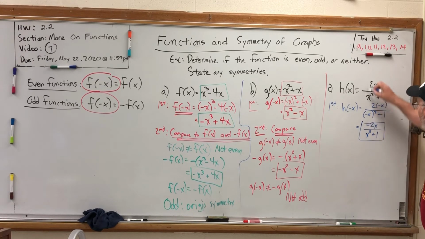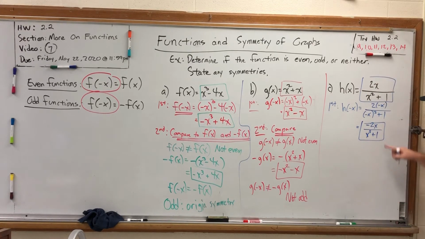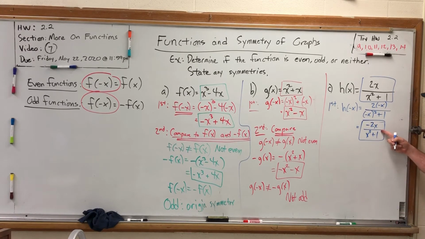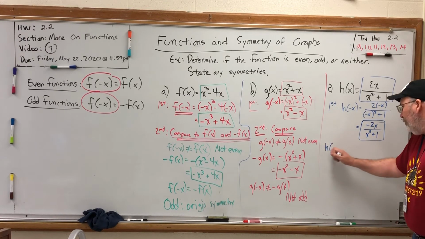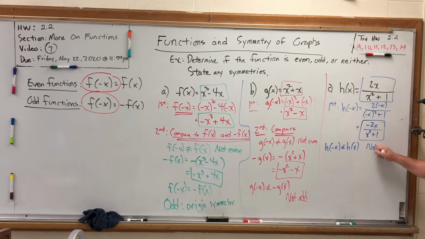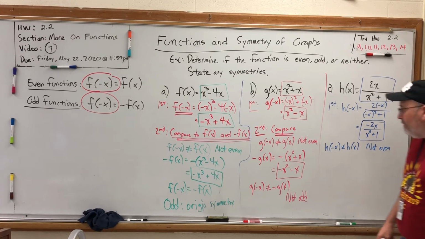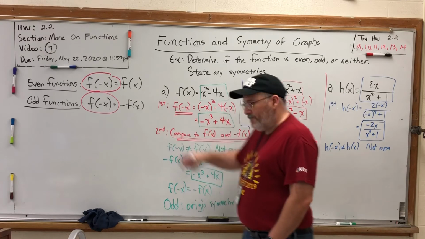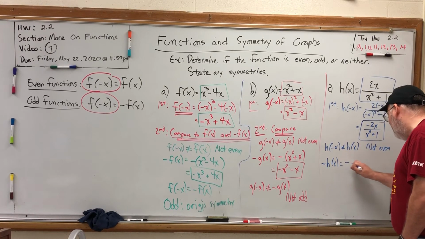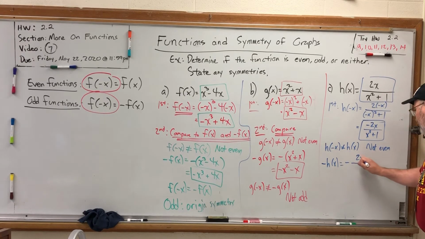And now it's time to compare. Oops, kind of cut off the head of the 2 there. Does this match that? Almost, but no. So when we put in a negative x, it was not the same as just putting in an x, so this function is not even. But we also have to compare it to the negative of the original function. So let's set up the negative of the original function, which is just the negative of this fraction. 2x on top, x squared plus 4 on the bottom.